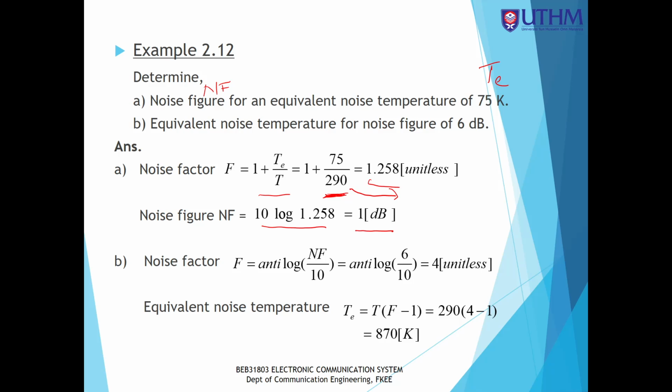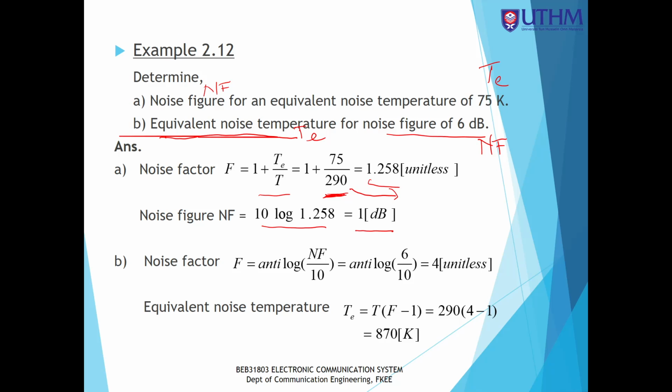Okay, we got the noise figure. And then question B: find the equivalent noise temperature. Cari nilai TE jika diberikan NF. Ini terbalik pula, you diberi NF, cari nilai TE.